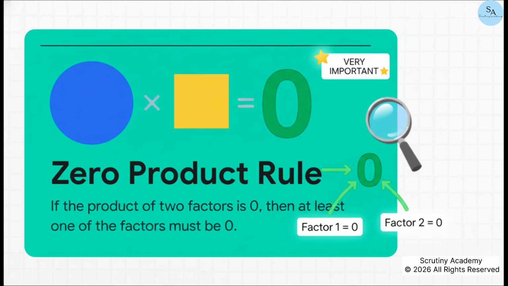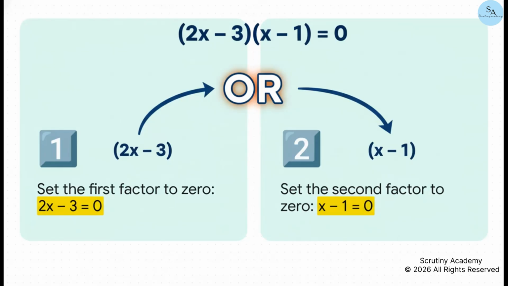It just says that if you multiply 2 things together, let's say a and b, and the answer is 0, well, then either a has to be 0 or b has to be 0. There's just no other way to get 0. So let's apply that powerful rule to our factors.